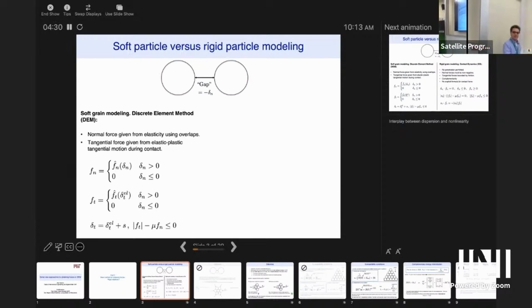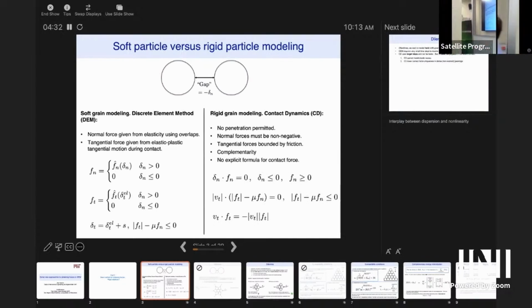Now that can be contrasted with the other method people use, perfectly rigid grain modeling, also known as contact dynamics. In contact dynamics, I have two particles, for example, and I say you are not allowed to penetrate. I treat you as perfectly rigid. So you touch, there's some force, and it's going to stop you from penetrating. No penetration is permitted. I require certain conventions on sign. Normal forces must be non-negative. You cannot pull on sand. That's very important to a dry granular material. You can only compress.